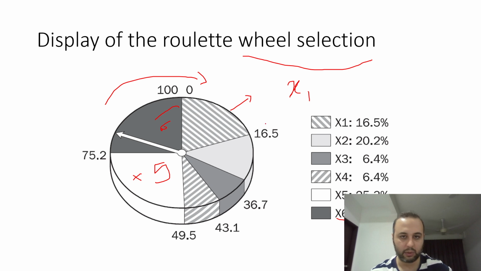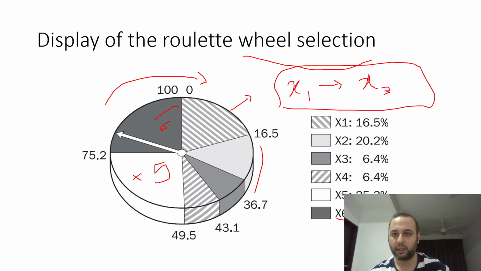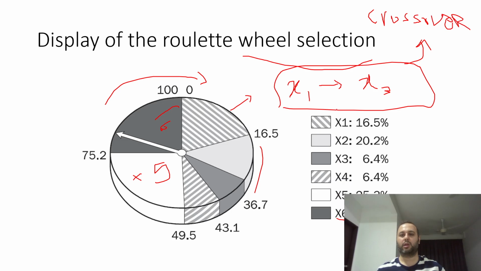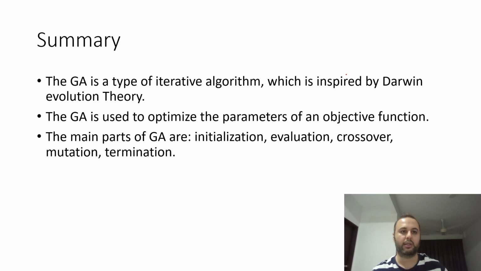You can see this is 0, 16, 36, 49 until 100. Another time we run, it stops on x, for example 3. So these two will be selected for crossover. Okay, for the mating, as we discussed, they swap the digits.